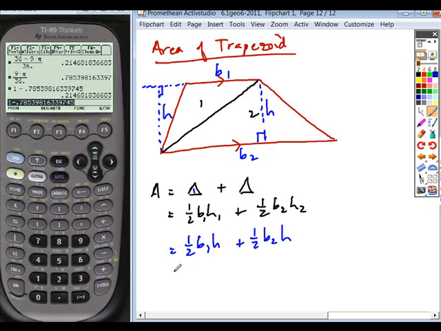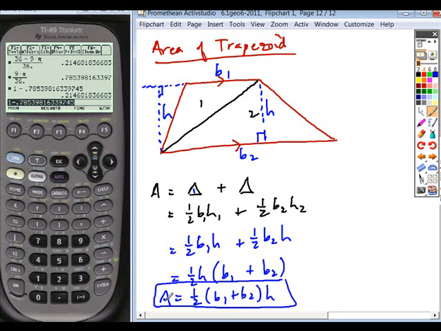And then if we look at these two terms, they do have common factors. They both have a 1/2 and they both have an h. When you remove a factor of 1/2 h from the first term, you're left with b1. When you remove a 1/2 and an h from the second term, you're left with b2. So if I rearrange this just slightly, I get my area formula for a trapezoid: 1/2 the sum of the bases times the height of the trapezoid. And so here is my area formula for a trapezoid.